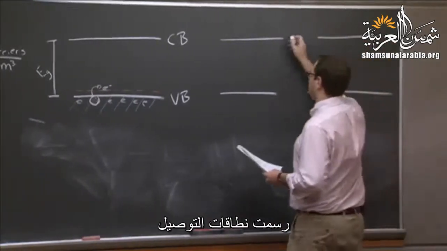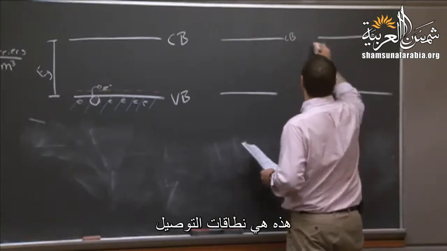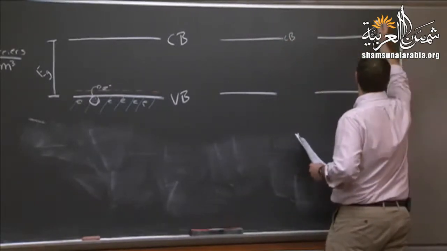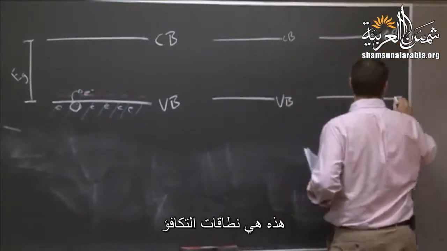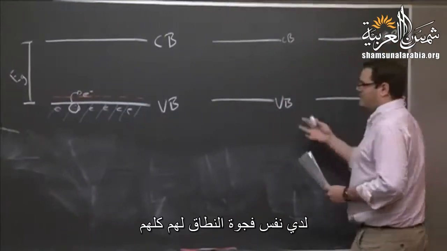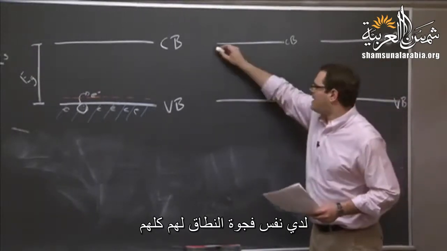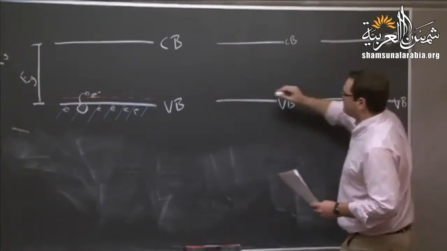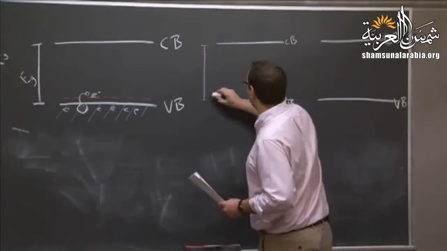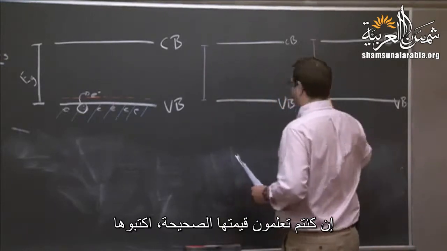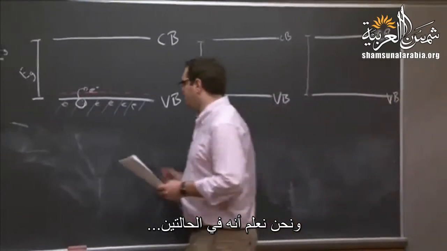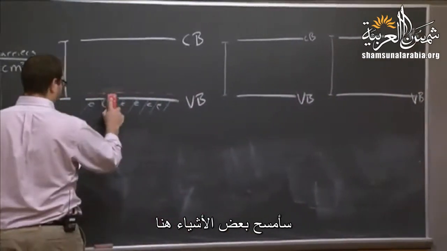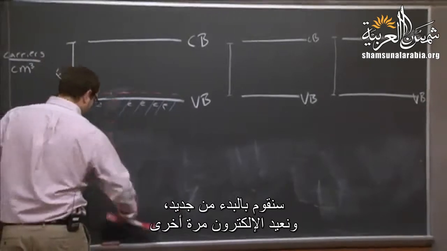Okay, so I'm drawing my conduction bands. These are my conduction bands. My valence bands. I have the same band gap for all of them. So here's the band gap. It's always worth putting down. If you know it's true, put it down. And we know that in both cases, let me just get rid of this thing here. We're going to start from the beginning, put our electron back.